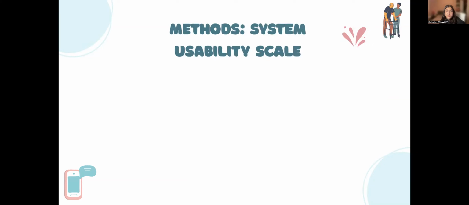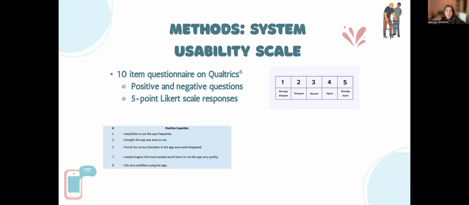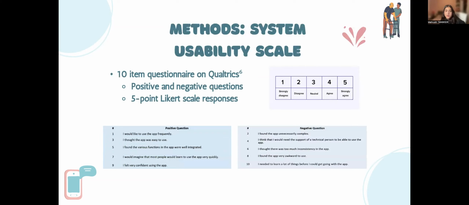In terms of measuring usability, we used the standardized System Usability Scale, which is a 10-item questionnaire with positively and negatively phrased questions, and participants responded using a 5-point Likert scale. The scale ranged from 1 to 5, with 1 being strongly disagree and 5 being strongly agree. The positively phrased questions were odd numbered, and were something like, I would like to use the app frequently. And the negatively phrased questions were even numbered, and something like, I would find the app unnecessarily complex. And participants would respond using this scale. These questions were staggered one after the other to eliminate any bias and to ensure the participant is paying attention.